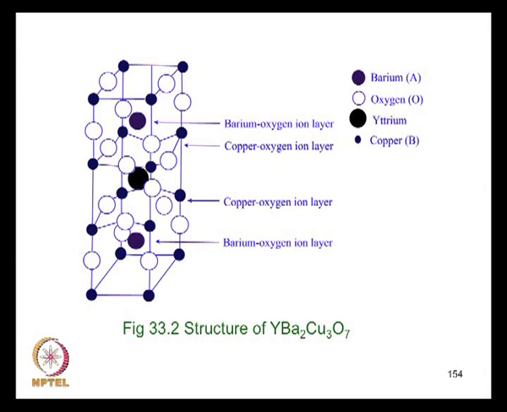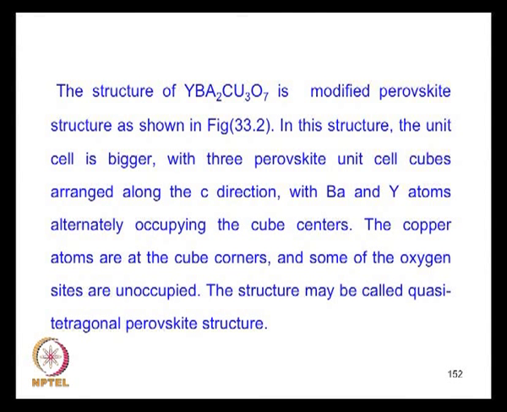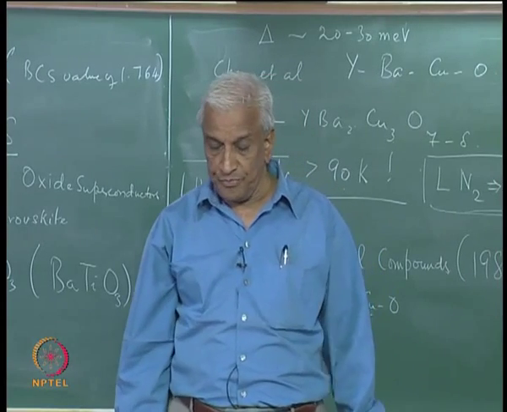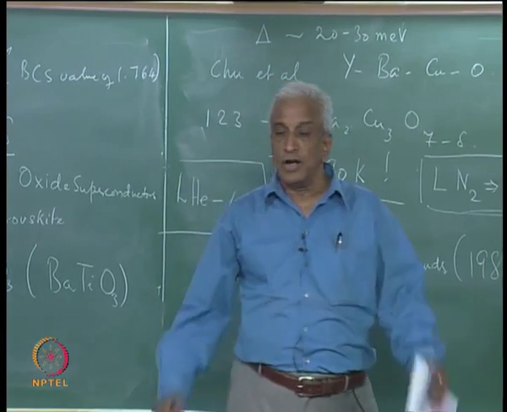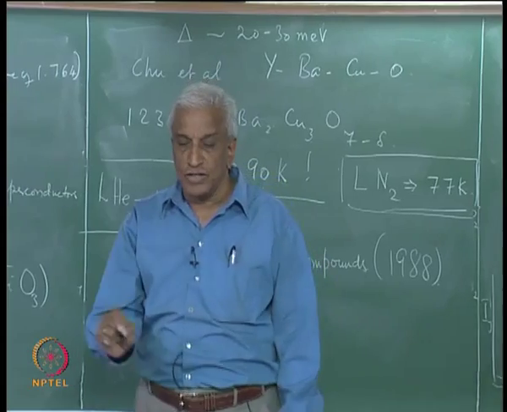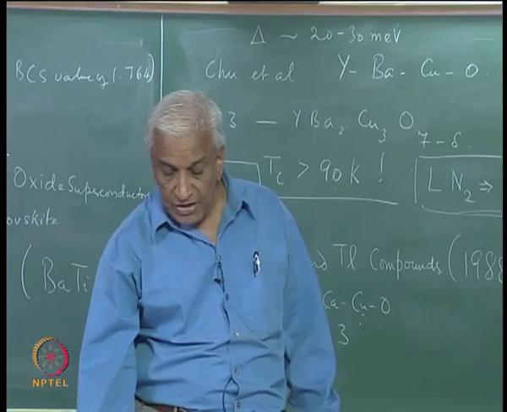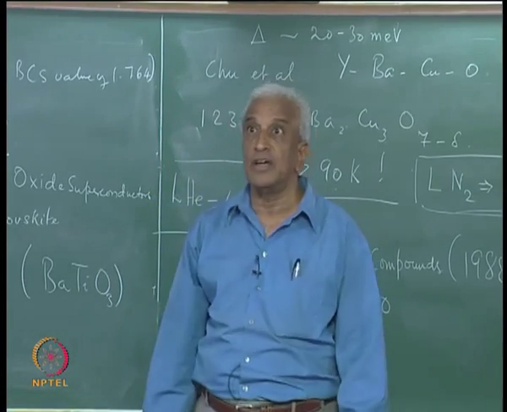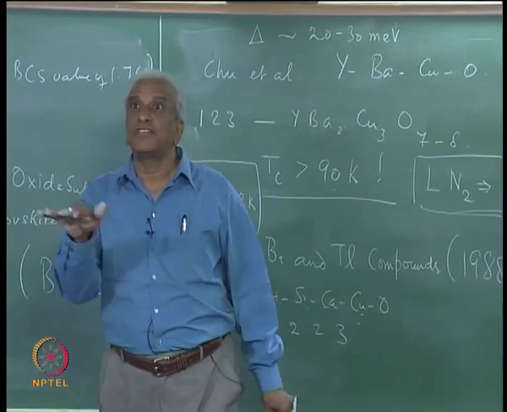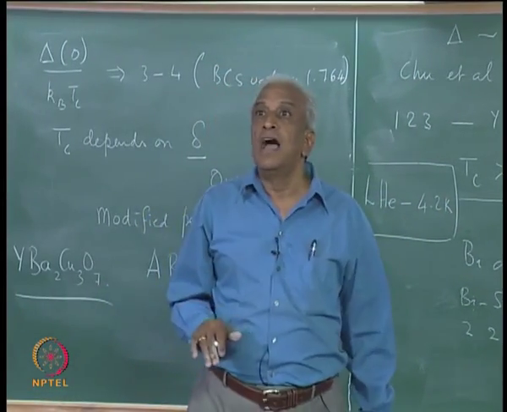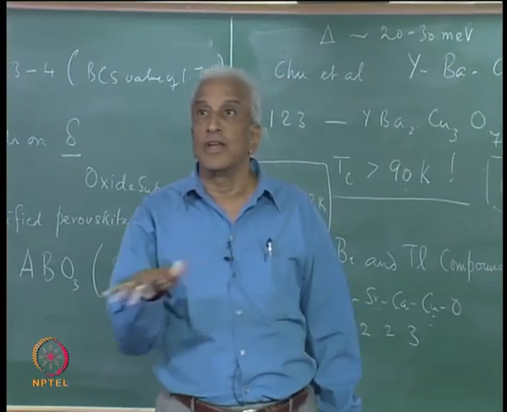and the 3 cubic unit cells are stacked along the C axis with the barium and yttrium atoms alternately occupying the body centers of the cube. The copper atoms are at the cube corners and some of the oxygen sites are not occupied. So, it is a kind of quasi tetragonal perovskite structure, which is a layered structure with alternating copper oxygen ion layers and barium or yttrium oxygen ion layers.